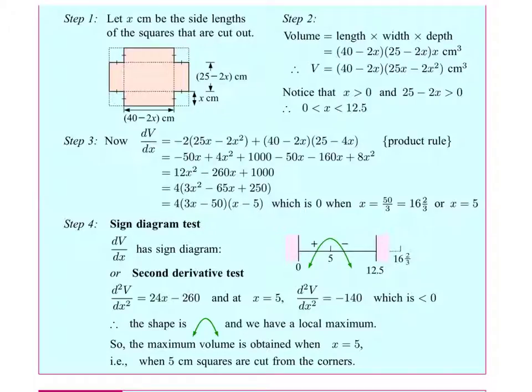And so for step 1 of this problem, I have a box and I'm finding the length of each side. Then I use the volume by multiplying length, width, and depth, and I notice that x is greater than 0 and 25 minus 2x is greater than 0, so therefore x has to be between 0 and 12.5.